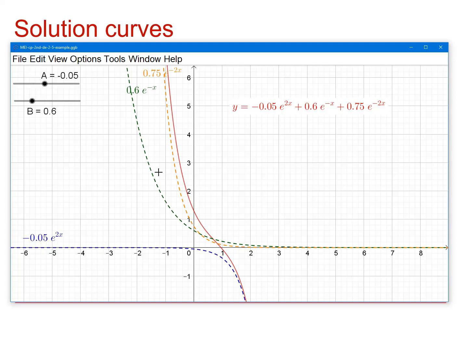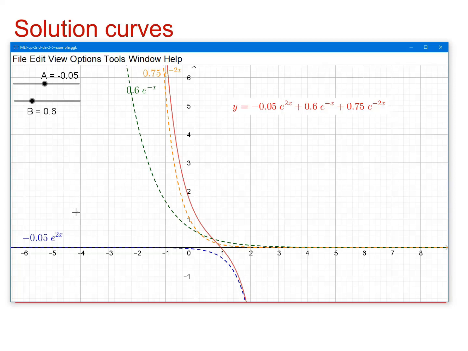And as I alter these parameters, both the dotted lines and the overall solution curve will change accordingly. Notice that this curve is really being driven by the e to the 2x and e to the minus 2x bits. E to the 2x and e to the minus 2x are considerably larger as x gets larger. They are considerably larger than the e to the minus x bit of the function. So up here on the left hand side, the e to the minus 2x is doing all the hard work, and on the right hand side it's the e to the 2x.